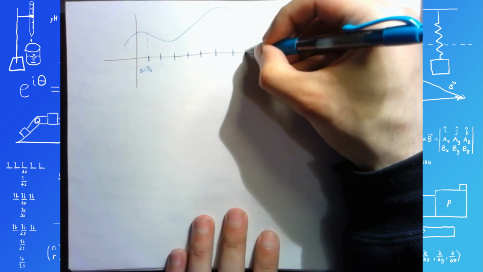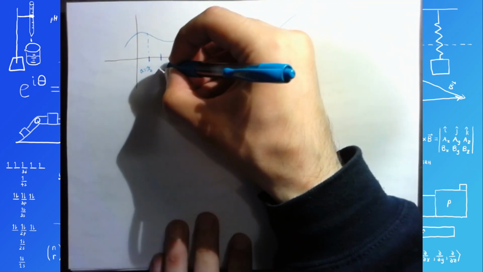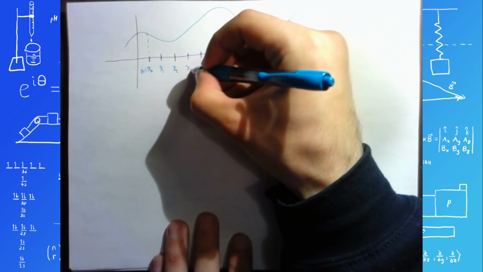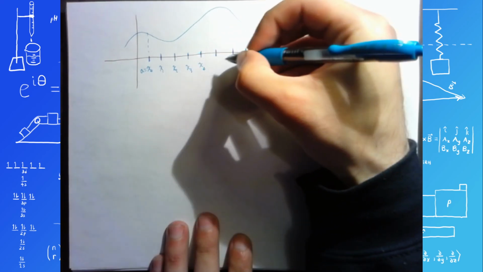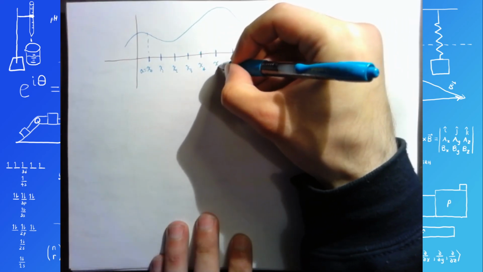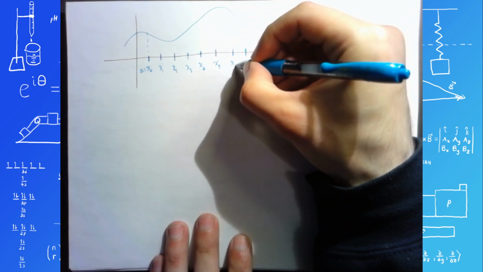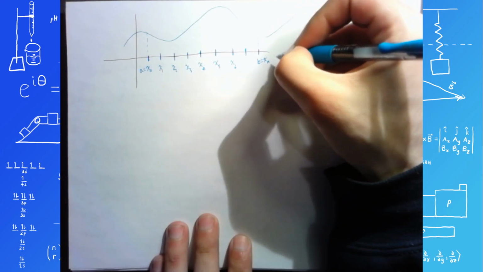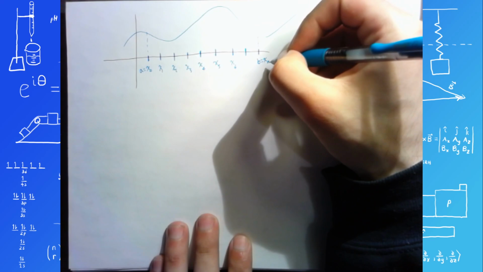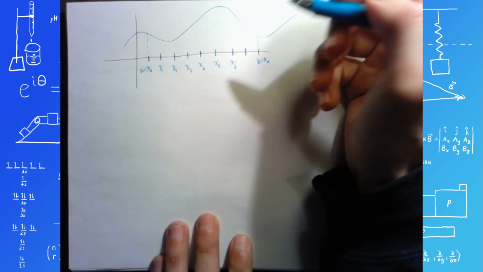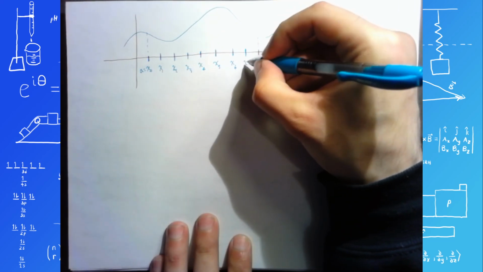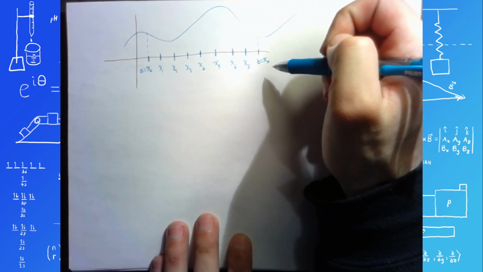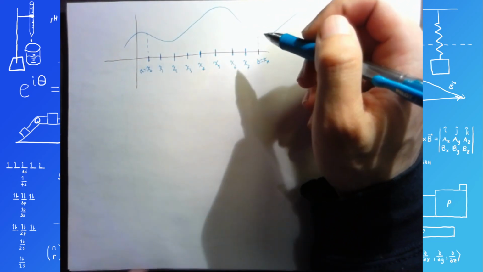How about we do a couple more splits? That should be enough. I'm going to have an x1 and an x2 and an x3 and an x4 and an x5 and an x6. And xn over here is going to be 8. So that's a total of 9 x's because x0 is our starting one, which leads to 8 different subintervals.